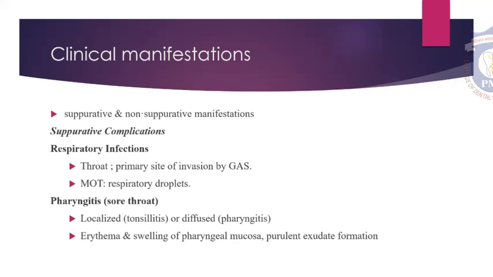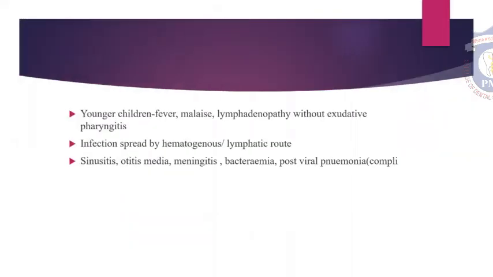mainly localized, that is tonsillitis, or diffuse, that is pharyngitis. There is erythema and swelling of the pharyngeal mucosa and purulent exudate formation. In younger children, there is fever, malaise, and lymphadenopathy without exudative pharyngitis, and infection can spread by the hematogenous or lymphatic route. The complications include sinusitis, otitis media, meningitis, bacteremia, and post-viral pneumonia.